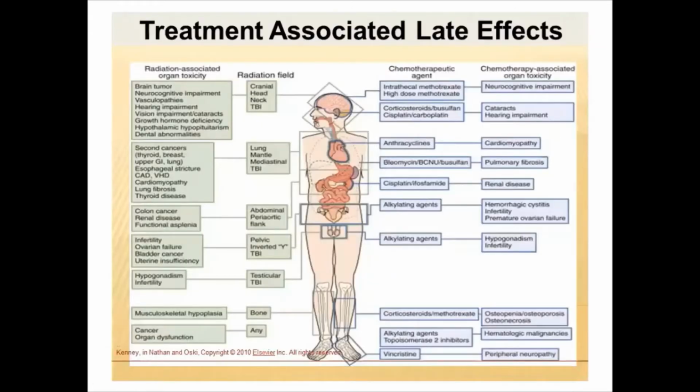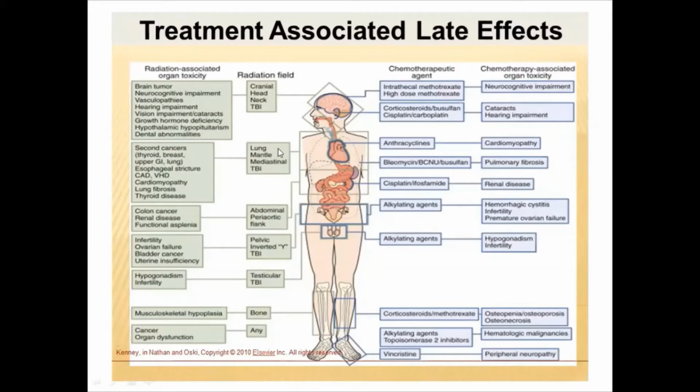treatment. This is a slightly busy slide, as we see the radiation field and the radiation associated organ toxicity. Here, in radiation field, we give radiation to head and neck, or if there is a total body irradiation, the toxicities associated can be neurocognitive impairment, vasculopathies, hearing impairment, vision impairment, growth hormone deficiencies.